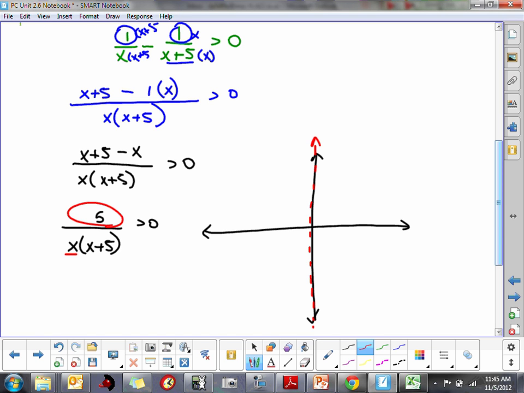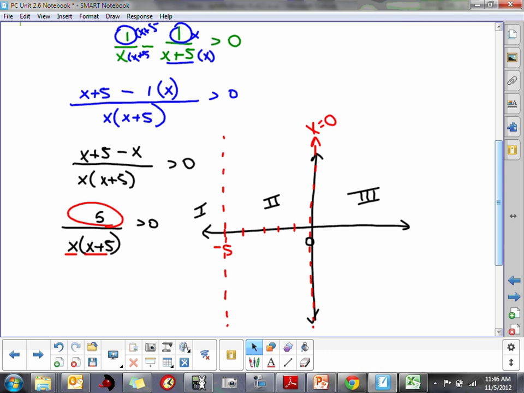When x is equal to 0, that's a related 0 that will cause an undefined value, and also our related 0 for this one will be a -5. So at a -5, we'll have another vertical asymptote. Now this will cut it up into 1, 2, 3 different regions. And I don't need to know any other information other than that to solve this inequality. If you want to get the rest of your graph, you may.